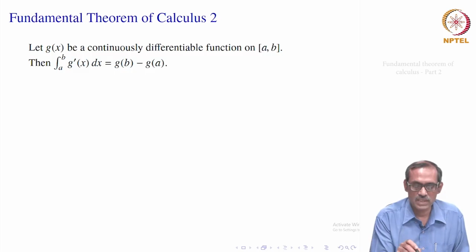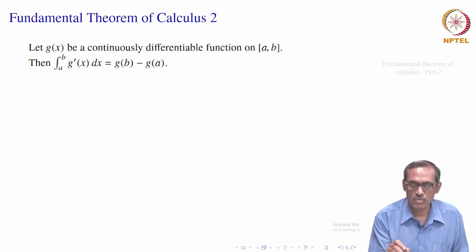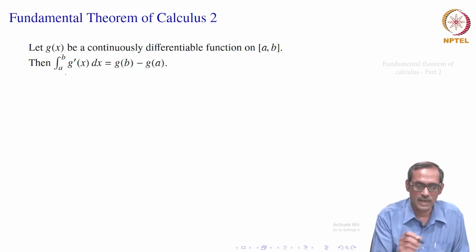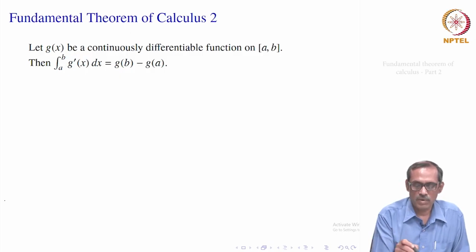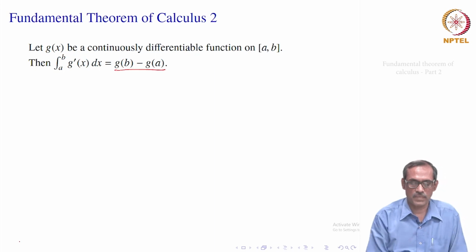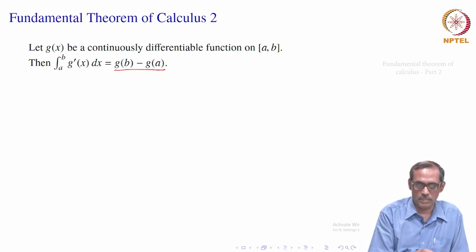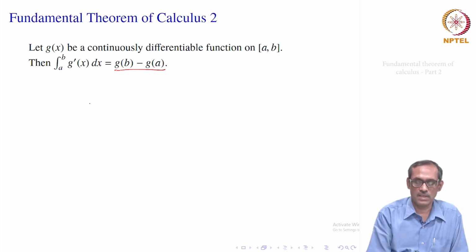It says let g x be a continuously differentiable function on a b. So, you want the derivative of g to be continuous, so that the integration will exist. It can exist under some less restrictive conditions, but we are happy with continuity itself. So, then what does it say? The result says that the integral from a to b of g prime x dx equals g b minus g a. So, that means if you take any point c instead of b, it would give you g of c minus g of a. So, you would get the integral of the derivative equal to that function minus g of a there. So, we will see how it is reached.